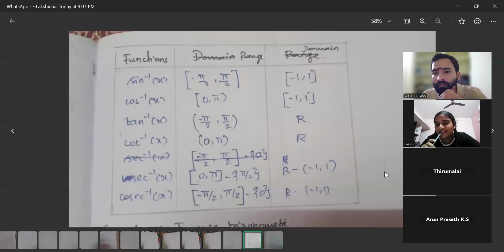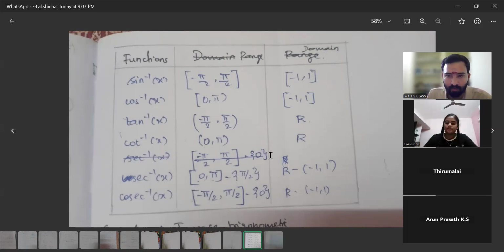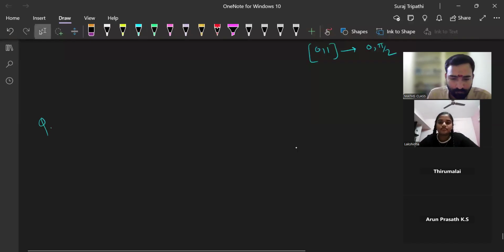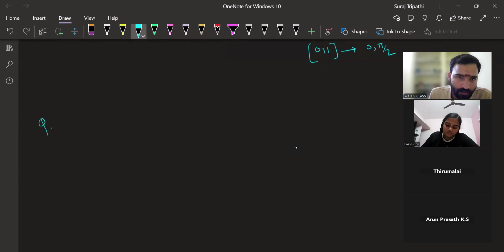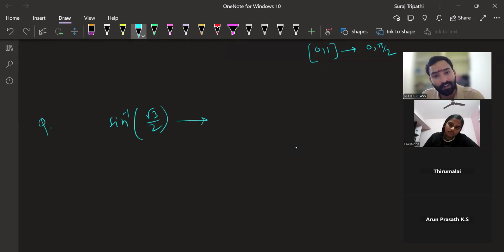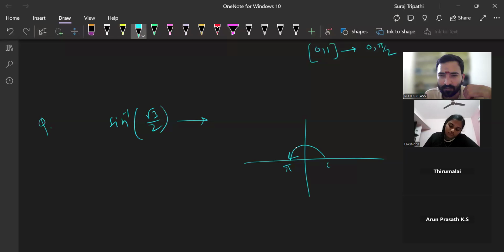Sir, can you explain once again, like with an example? Yes, just see, I'm just explaining you a question. Just write down some questions here. Like sine inverse root 3 by 2. So as you can see, value of x is positive here. The angle also will be positive. That will belong to 0 to pi. See, from 0 to pi. This is pi. This is 0. Here only cos inverse x will lie.